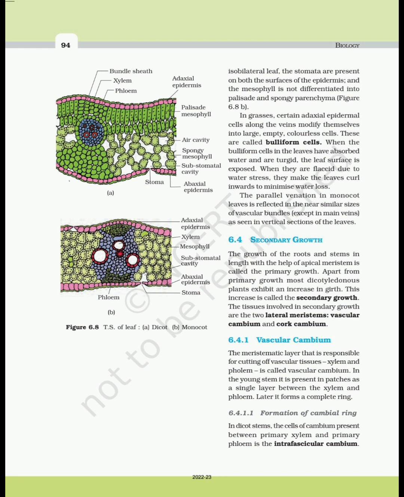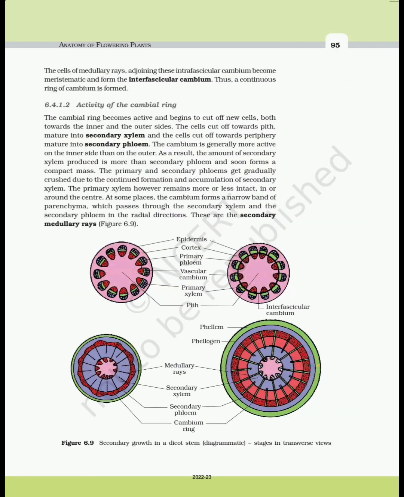6.4.1 Vascular cambium. The meristematic layer that is responsible for cutting off vascular tissues, xylem and phloem, is called vascular cambium. In the young stem it is present in patches as a single layer between the xylem and phloem. Later it forms a complete ring. 6.4.1.1 Formation of cambial ring in dicot stems. The cells of cambium present between primary xylem and primary phloem is the intrafascicular cambium. The cells of medullary rays, adjoining these intrafascicular cambium, become meristematic and form the interfascicular cambium. Thus, a continuous ring of cambium is formed.